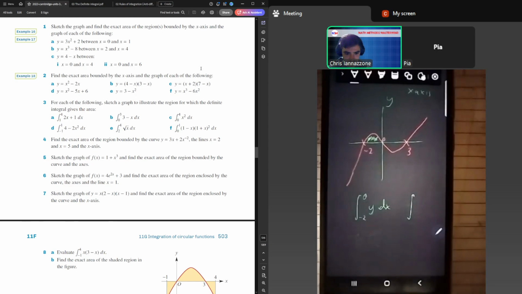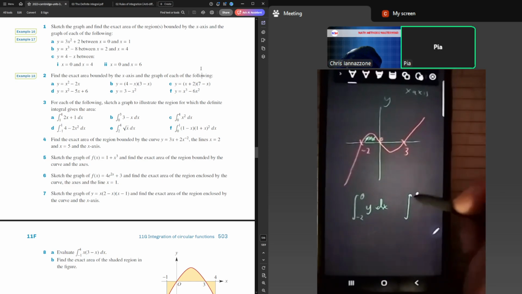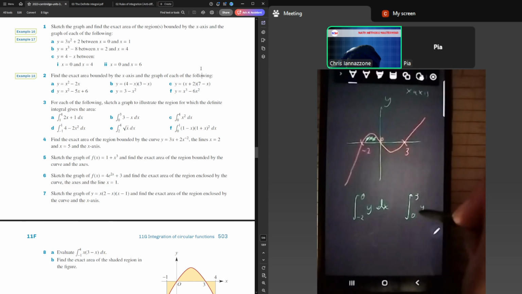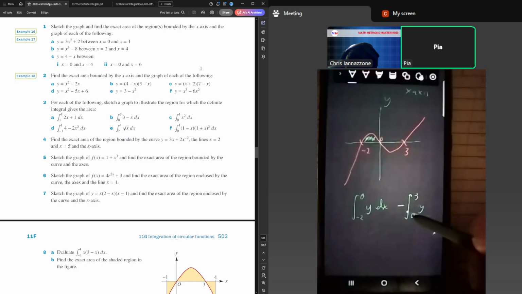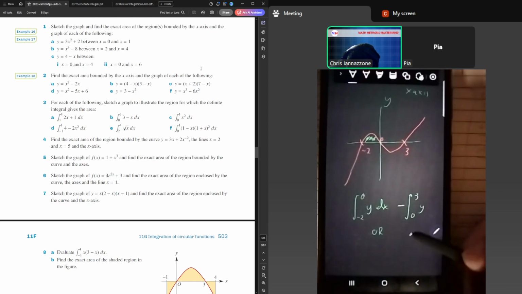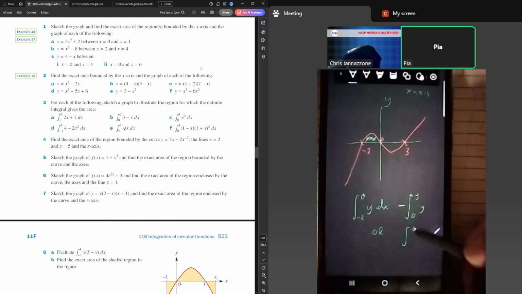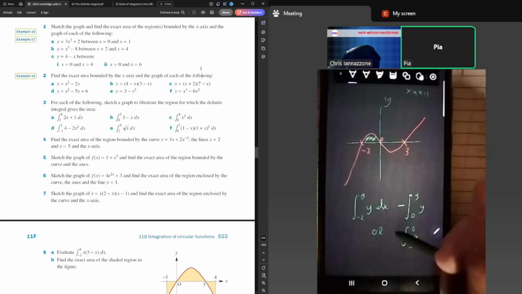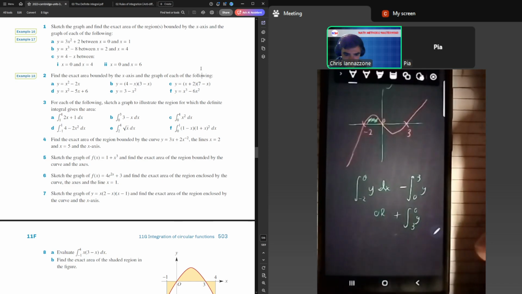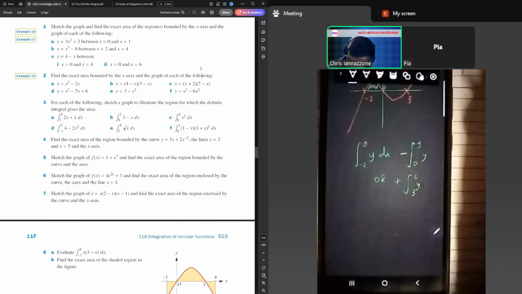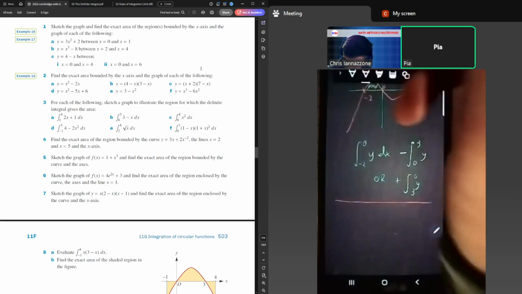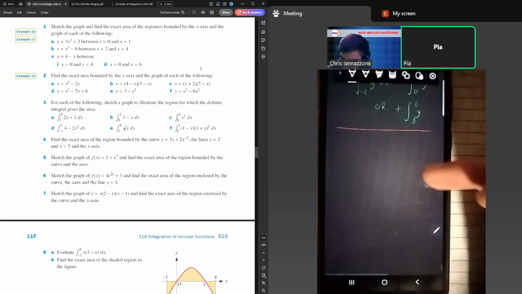So 3 on top, 0 on bottom, and then have the negative out. Yep. And then 0 on top, 3. That's it. Nice. Feeling better about this stuff now? Yeah, much better. Seems like you got the hang of it pretty much.